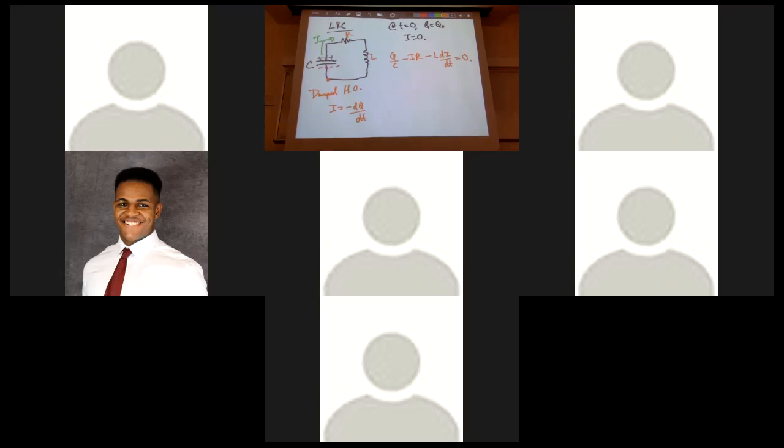So we use that in here, and then let's rewrite it. I get L times the second time derivative of the charge, plus the resistance times the first derivative of the charge, plus the charge divided by the capacitance, all equal to 0. If I divide everything by L, I get the second time derivative of the charge, plus R over L times the first derivative of the charge, plus 1 over LC times the charge, all equal to 0.